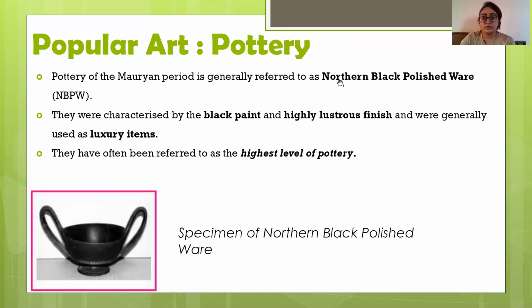Northern because of their region, black because of their color, polished because they were highly lustrous, hence northern black polished ware. They have often been referred to as the highest level of pottery. In exam you can be asked which of the following pottery is referred to as the highest level of pottery. So it is northern black polished ware of the Mauryan period. Picture is given over here. It is a specimen of northern black polished ware.